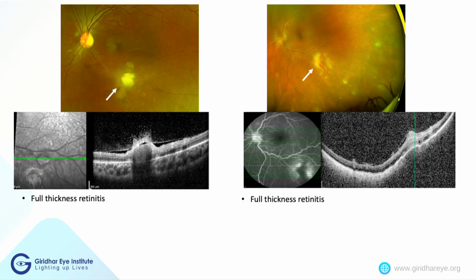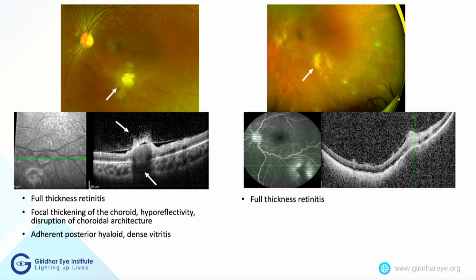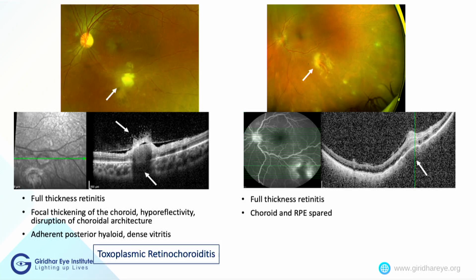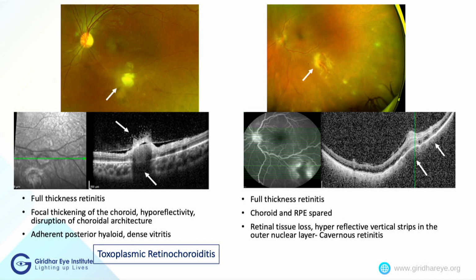I am showing you two retinitis lesions with their OCT, and both have full thickness retinitis, and we always have this confusion whether it is toxo or viral. In the first case, there is associated focal thickening of the choroid with hyporeflectivity and disruption of the choroidal architecture, adherent posterior hyaloid with dense vitritis, which definitely suggests this is toxoplasma, whereas in the second case, the choroid is relatively spared because this is a retinitis and not a retinochoroiditis, and there is retinal tissue loss with hyperreflective vertical strips suggestive of cavernous retinitis, as we see in viral retinitis.